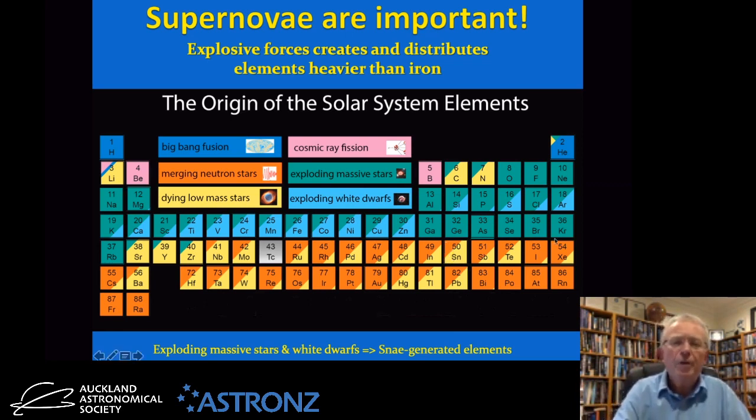And the second purpose, of course, of a supernova is it distributes them. It generates these heavy elements, but then spills them out across the galaxy. So it has two purposes: it generates these heavy elements and disperses them.